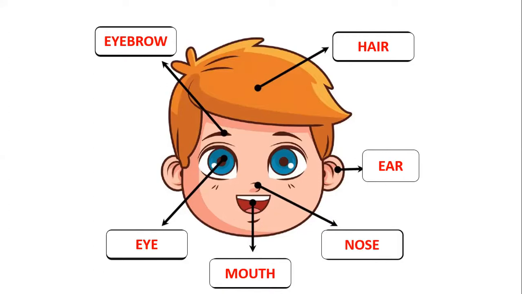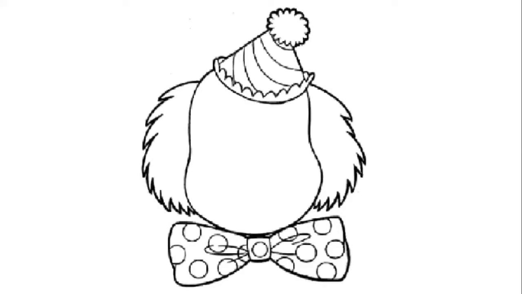Okay, now we're going to repeat one more time. Repeat. Eyebrow. Hair. Ear. Eye. Mouth. Nose. Okay, these are the parts of the face. Can you see what it is?